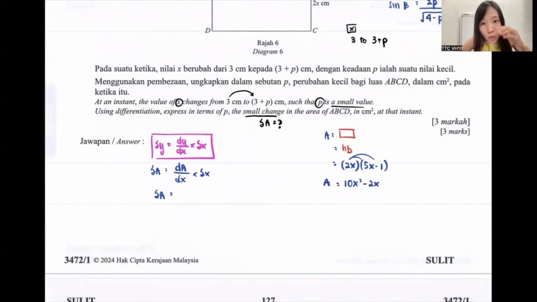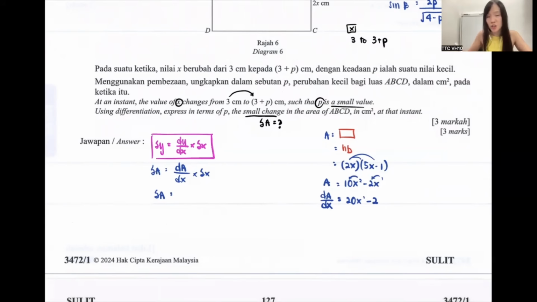And now what you know? You want dA dx. How do I get dA dx? Just differentiate my A in terms of x. So 2 times 10, isn't it 20? Power minus 1, 1. 1 times negative 2, negative 2, power minus 1, no more x. Okay, guys, that is my dA dx. So do I stop there? No. Please remember, okay?